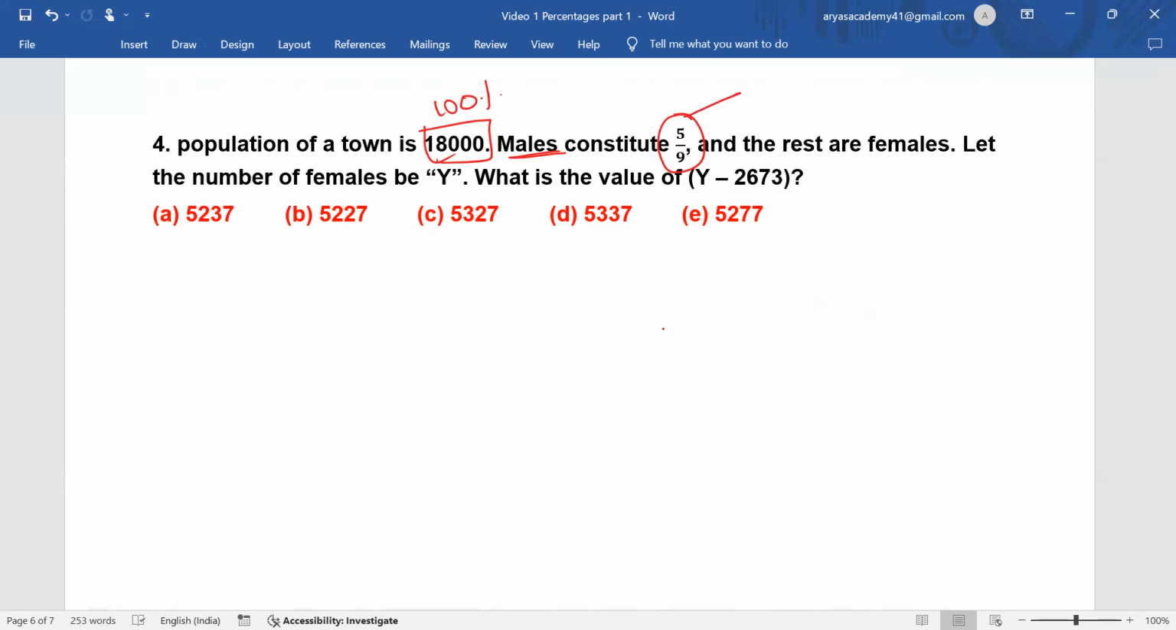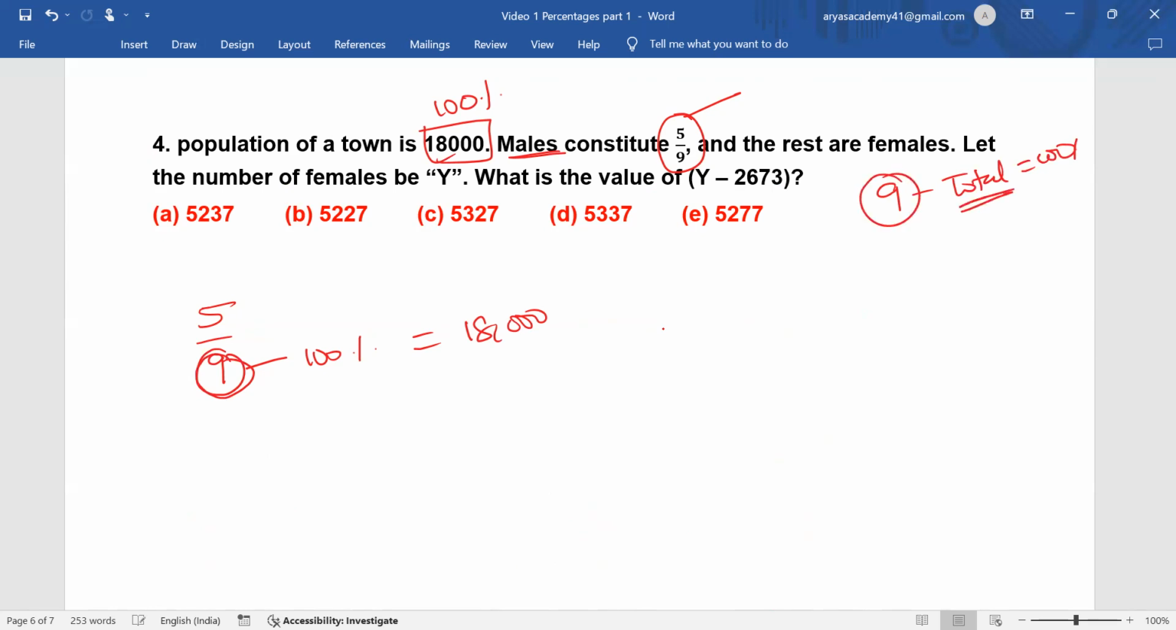Don't worry. I'll give you a tip here. Whenever you are given a fraction like 5 by 9, the denominator is equal to 100%. That is equal to 18,000. So here there are 9 parts. Denominator is equal to 100% means the denominator denotes the total. Total is always 100%, and in this case it has been given as 9 equal parts.